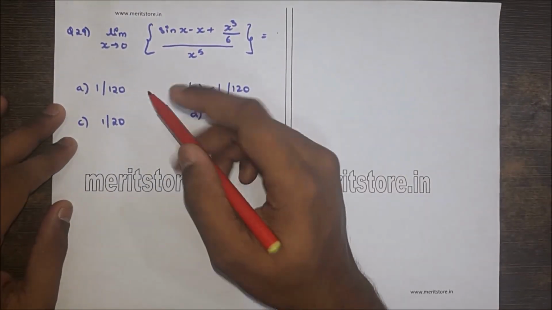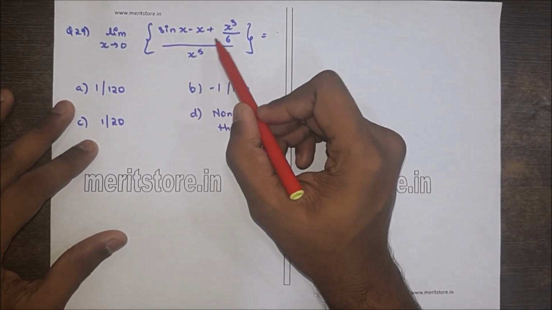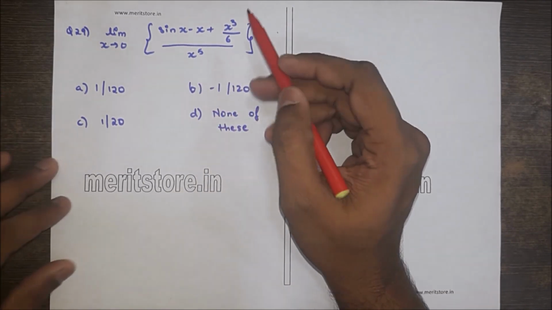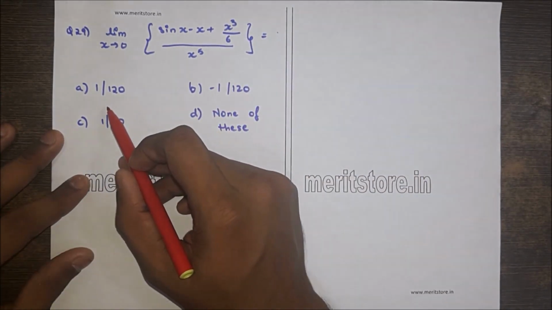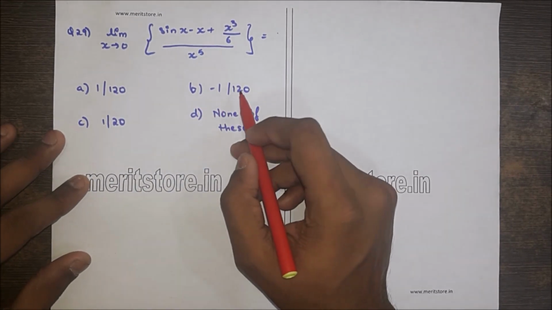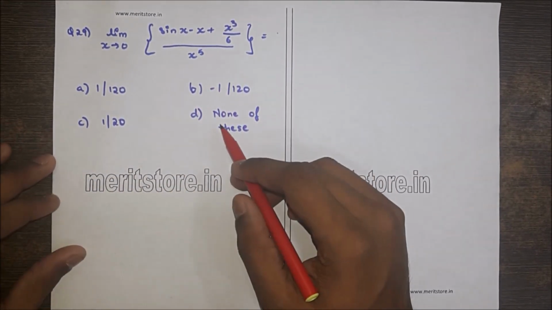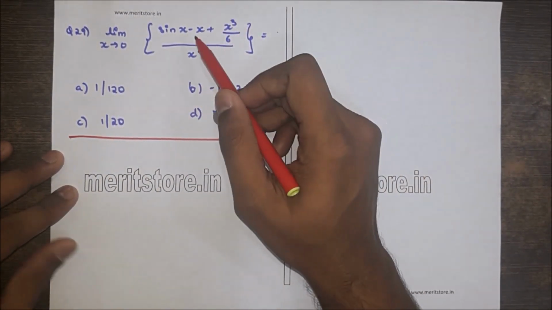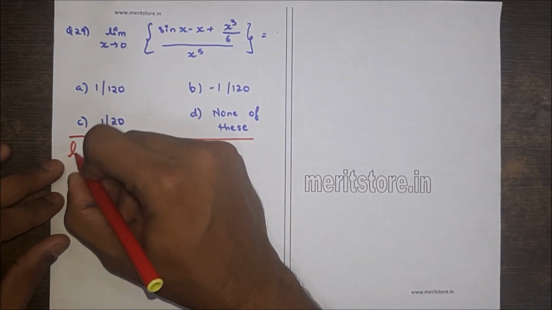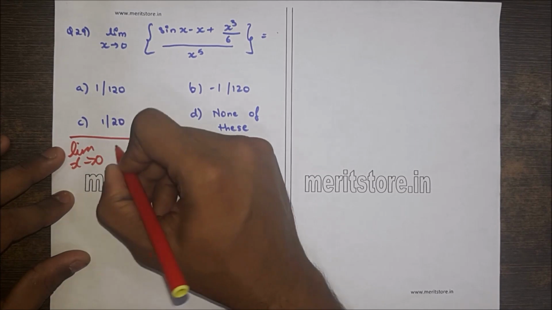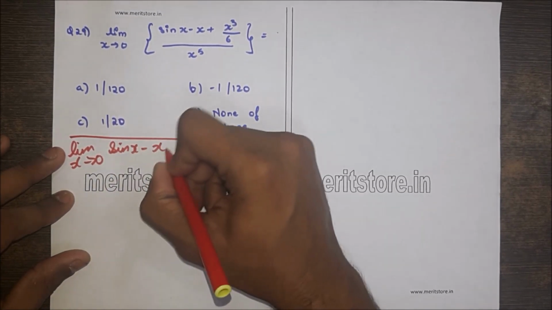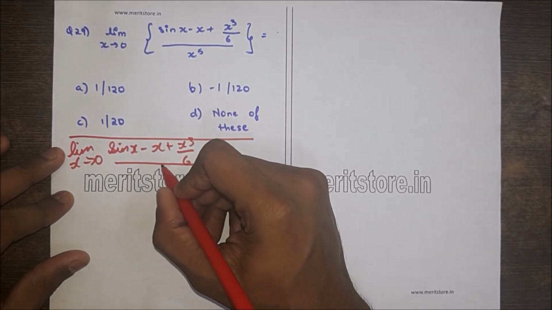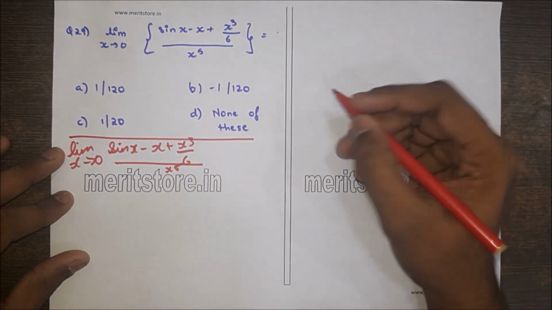Limit of x tends to 0, (sin x minus x plus x cubed by 6), the whole divided by x raised to 5 equals: A) 1 by 120, B) minus 1 by 120, C) 1 by 20, or D) none of these. What we do is first apply L'Hopital's rule, which will give us limit of x tends to 0, (sin x minus x plus x cubed by 6), the whole divided by x raised to 5.